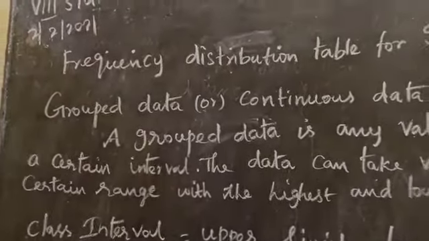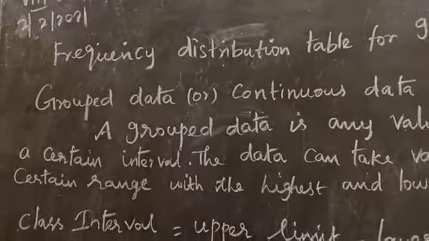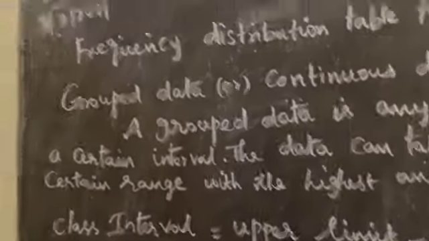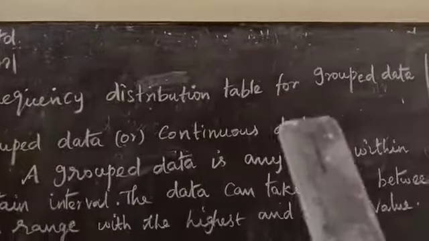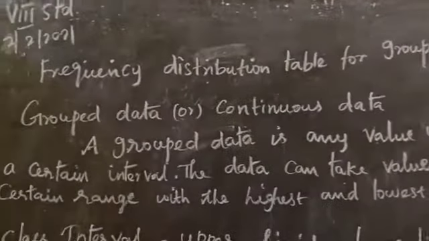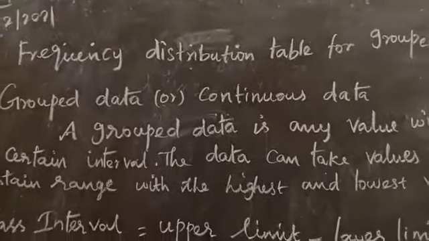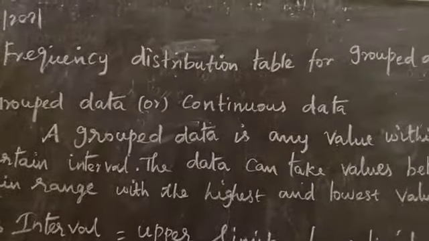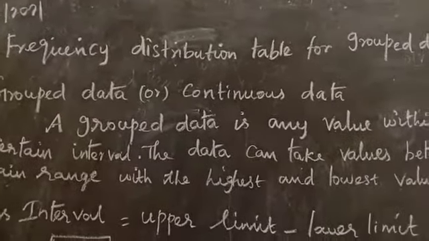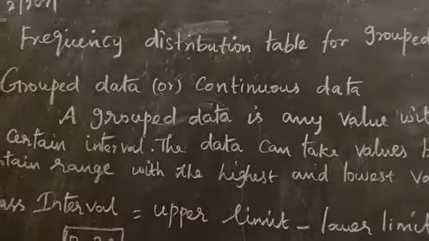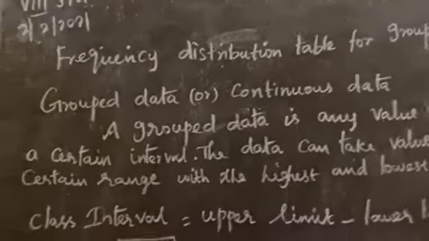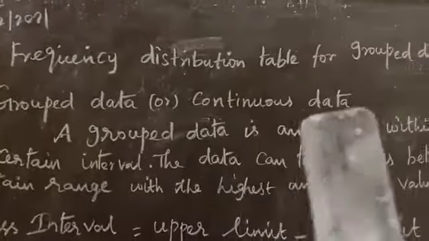Today I am going to teach about the second type of distribution table, the frequency distribution table for grouped data. Second type, grouped data. In the last video we saw ungrouped data and related sums. Now we see the grouped data.